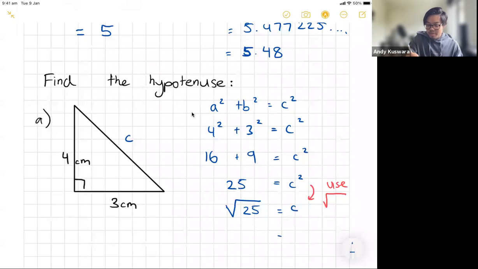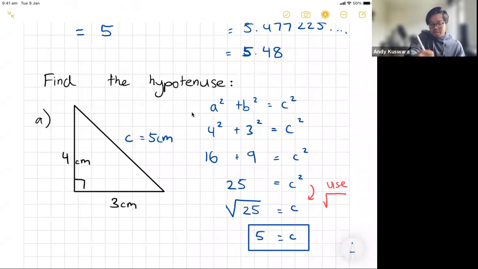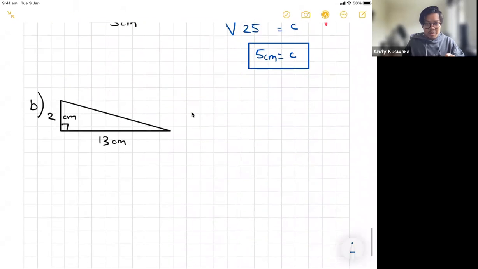And the square root of 25, I picked a nice number. Surprise, it's just going to be 5. So what's the length of the hypotenuse? It equals 5 centimeters. And don't forget your units. I hope that makes sense. And if it doesn't, let's do another one.